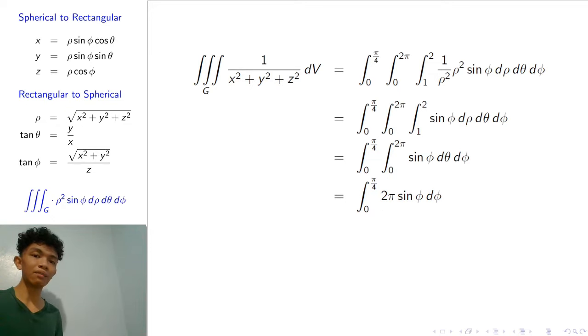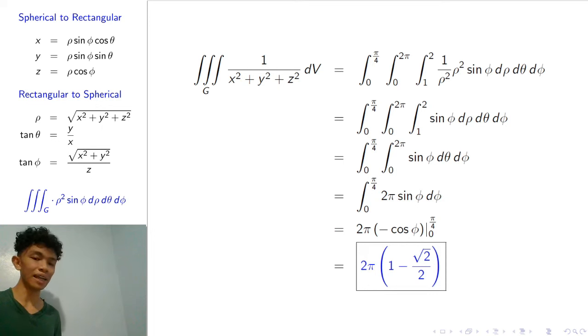And of course, the antiderivative of sine phi is negative cosine phi. So you're now left with this line, 2 pi times negative cosine phi evaluated from 0 to pi over 4. The evaluation of cosine phi at pi over 4 is square root of 2 over 2. The evaluation of cosine phi at 0 is 1. So with the negative sign considered, we now have this for your final answer. You have 2 pi multiplied by 1 minus square root of 2 over 2.